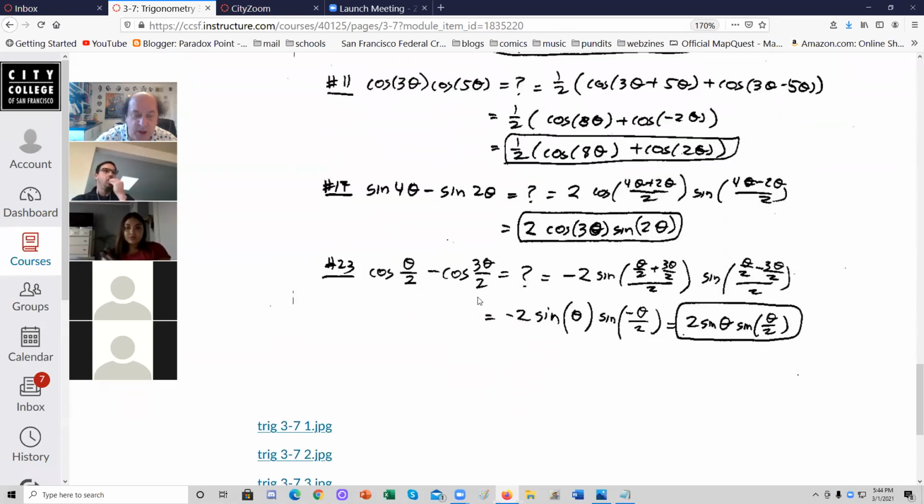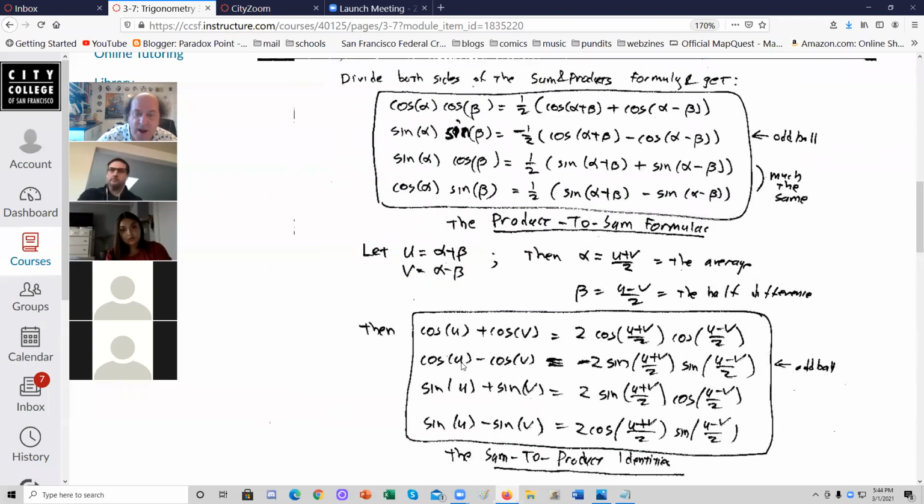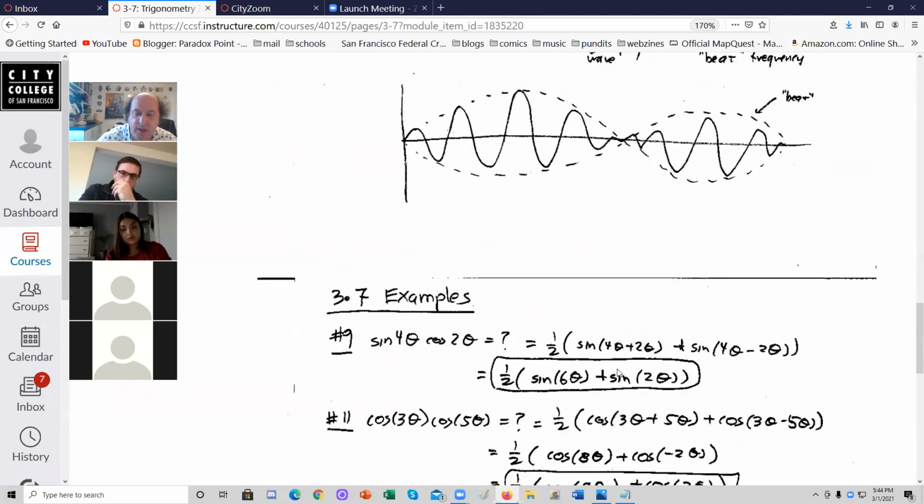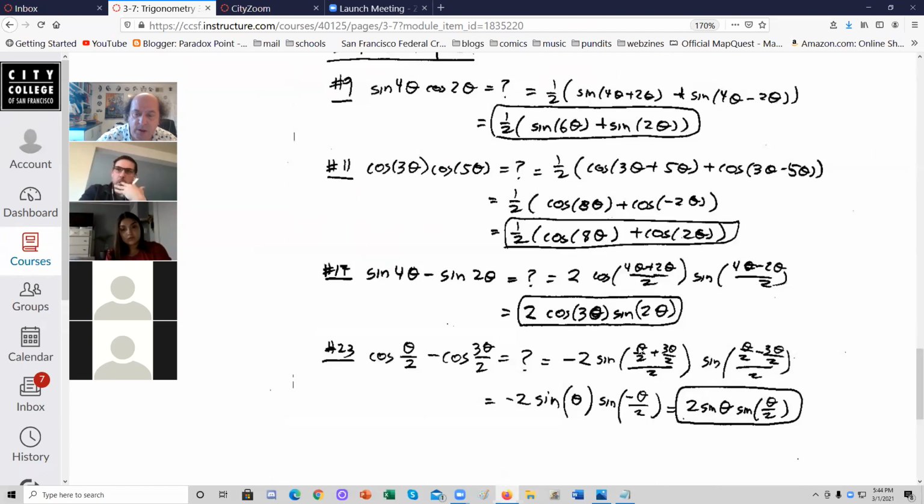Here I have a difference of cosines. Cosine of theta over 2 minus cosine of 3 theta over 2. Cosine minus cosine, well, that's the oddball with a negative 2. Sine of the average, sine of the half difference. So we do that. Minus 2, sine of the average, (theta over 2 plus 3 theta over 2) over 2, times sine of the half difference, (theta over 2 minus 3 theta over 2) over 2. This comes out to sine theta. This comes out to sine of negative theta over 2. Now, the negative comes out of the sine because it's an odd function, canceling this negative here. And so you get this equals 2 sine theta over 2.